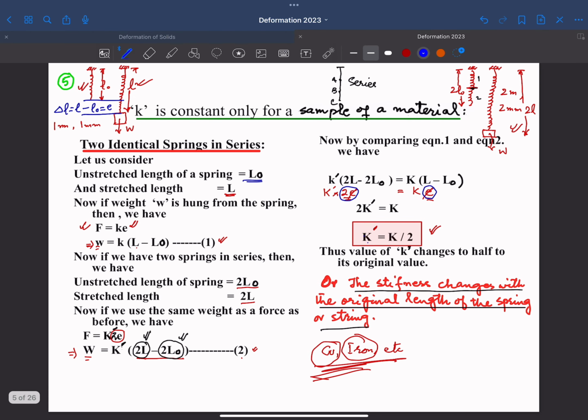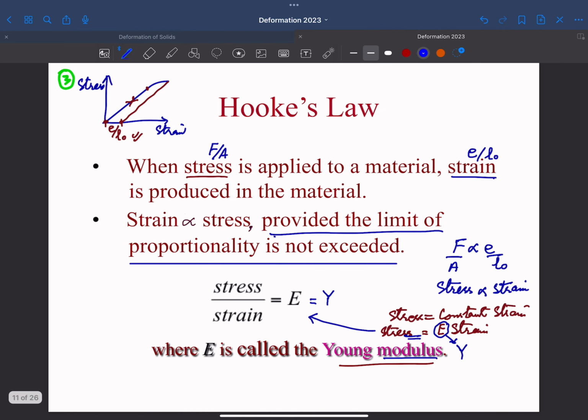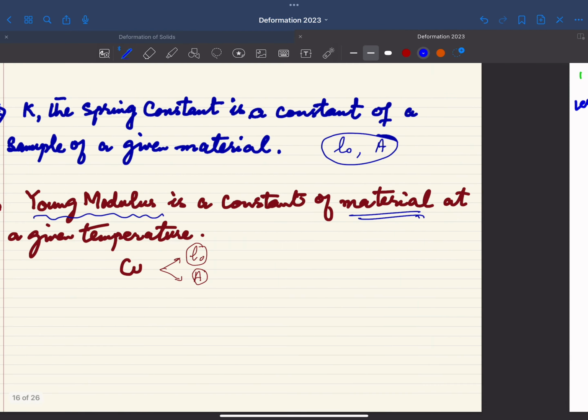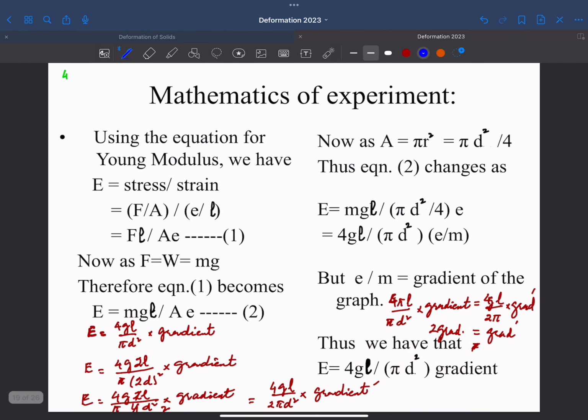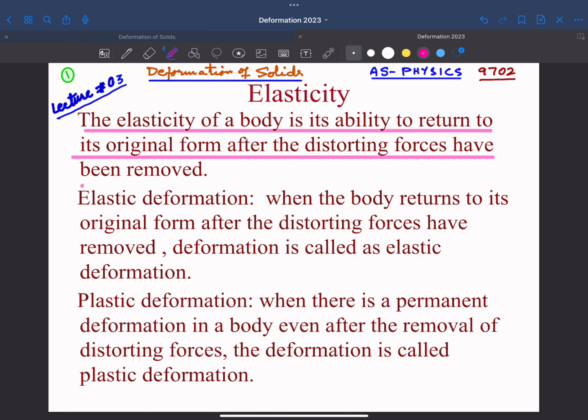Today, as I said, we are going to discuss particularly the situation of the elastic energy. Before going to the detail of elastic energy, first of all we have to recall what is elasticity. Simply, we can define elasticity in this way: the elasticity of a body is its ability to return to its original form after the distorting forces have been removed.